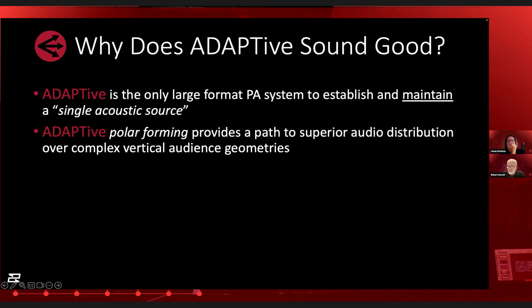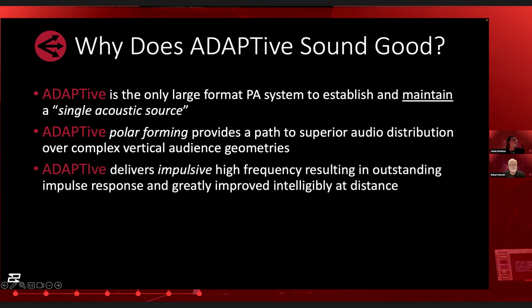The ability to polar form, which is how I've labeled this vertical capability, really is polar forming, and it results in really good, consistent audio coverage over even a complex geometry, where we can be nimble, we can be asymmetric with it, and be very predictable with it. And this is an important one.